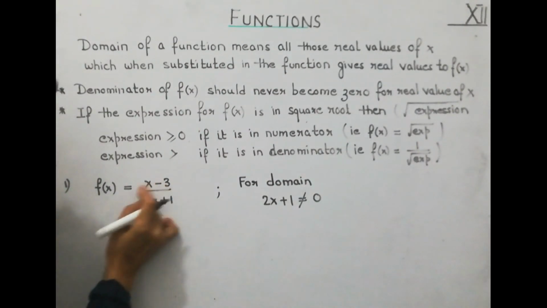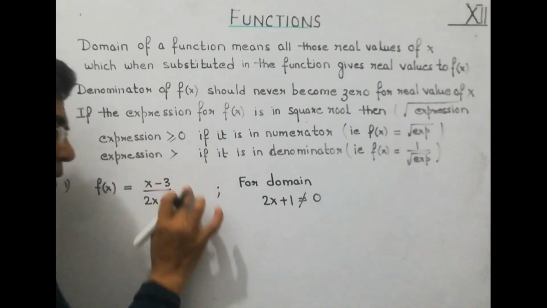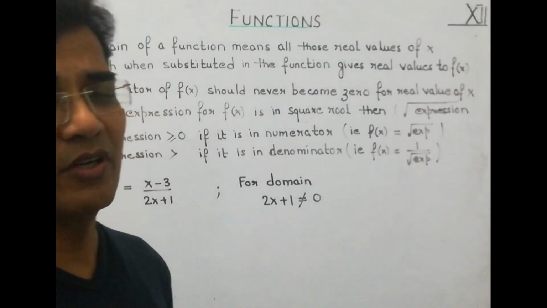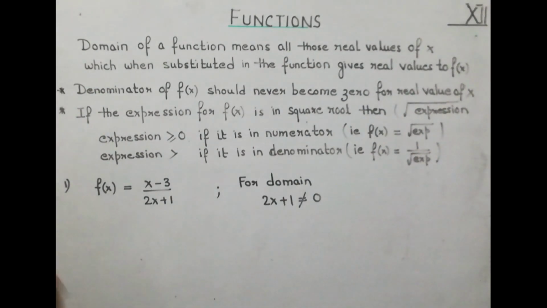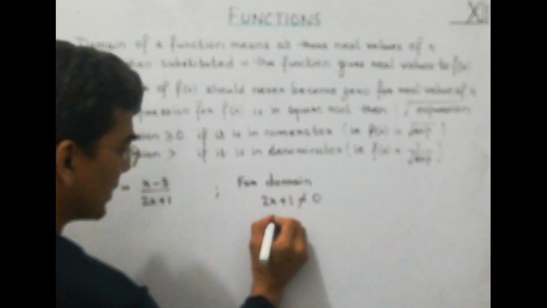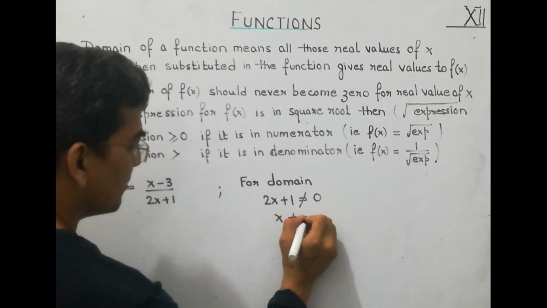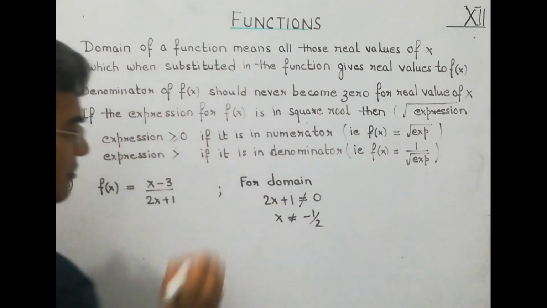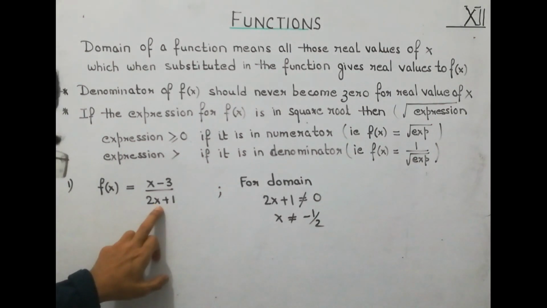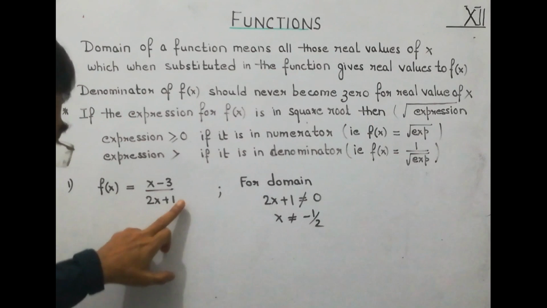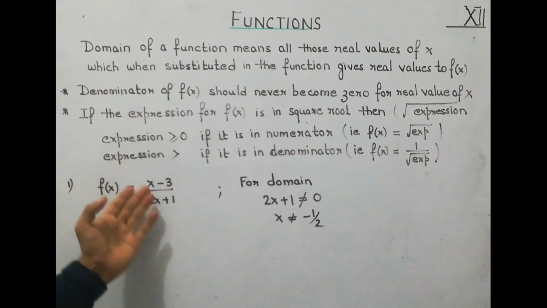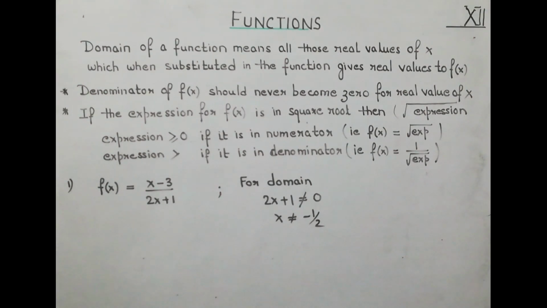Because if the denominator becomes 0, then this will be an undefined value. That means you won't be getting a real value for f(x). So the denominator should not be equal to 0. So you can say x should not be equal to minus half. If we substitute the value of x as minus half over here, then the denominator will become 0 and f(x) will not have a defined value.